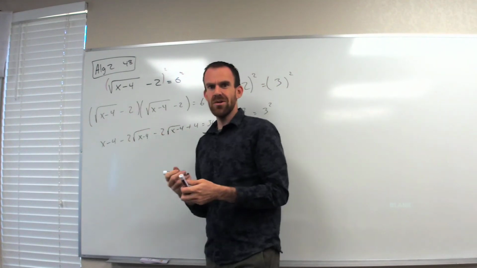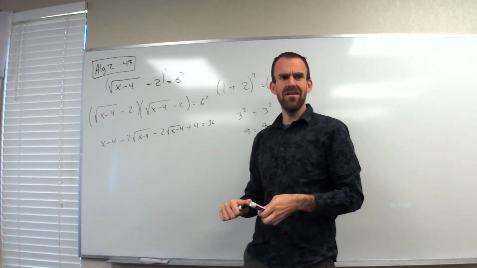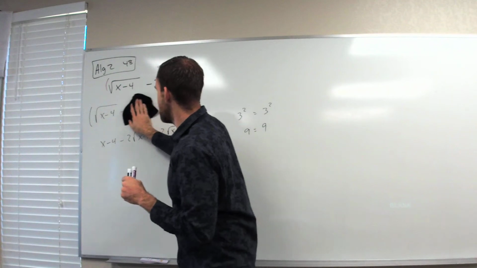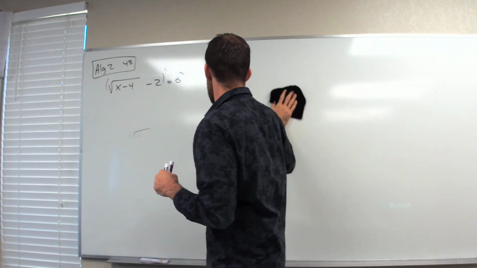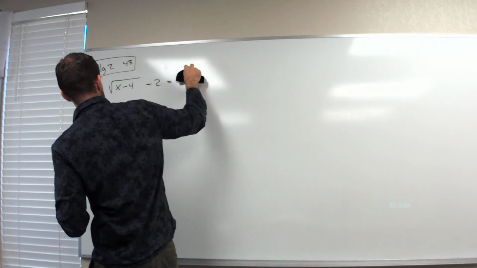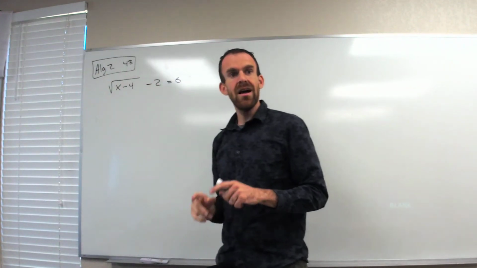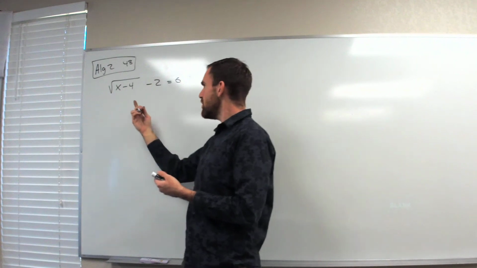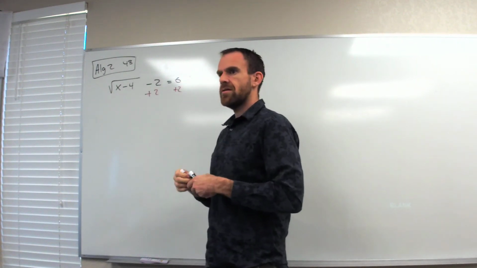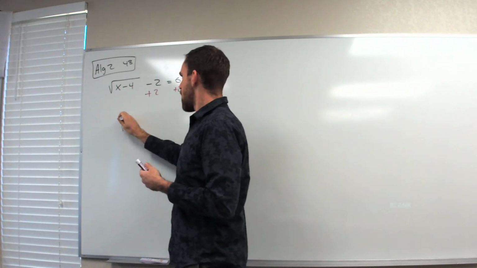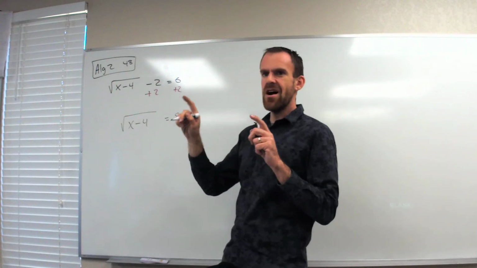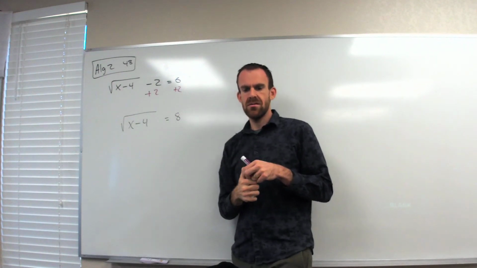Did I get rid of the square root? No, it's still there. I made more work for myself. Here's the proper way to do it. You may now begin taking notes. Your first step is to get the square root by itself. How am I going to do that? I'm going to move the 2 away. Now I'm going to square both sides.